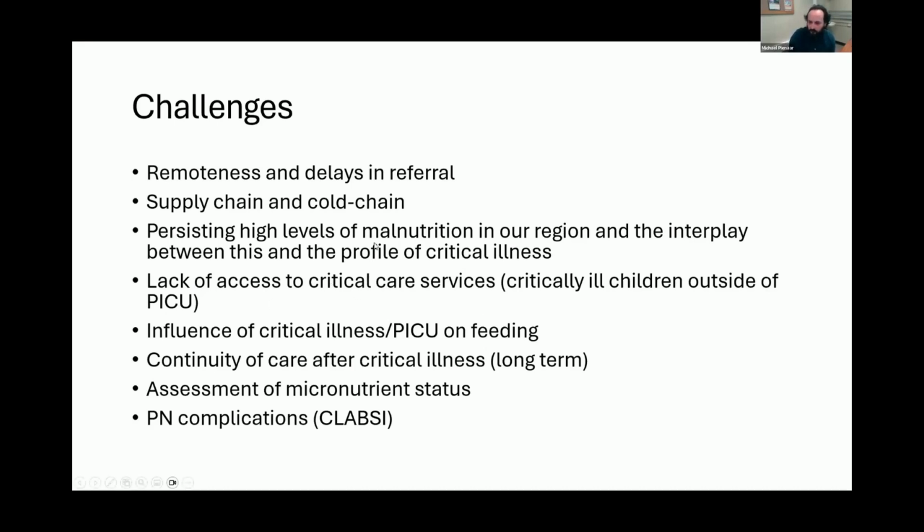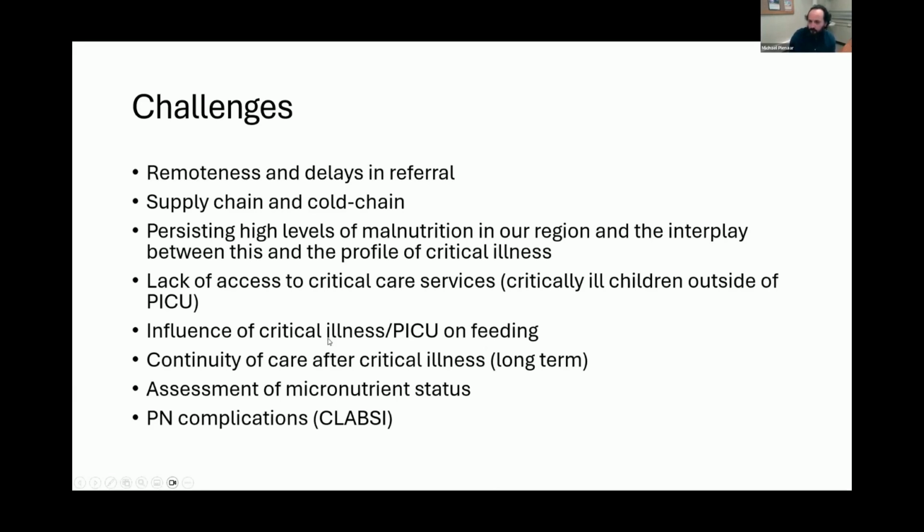We have had challenges in supply chain and cold chain with our feeding options. And in the region, we have this persisting high level of baseline malnutrition, and the interplay between this and the profile and the kind of critical illness that we see. There is still in South Africa a lack of access to critical care services, and this particularly leads to this population of critically ill children outside of the PICU.